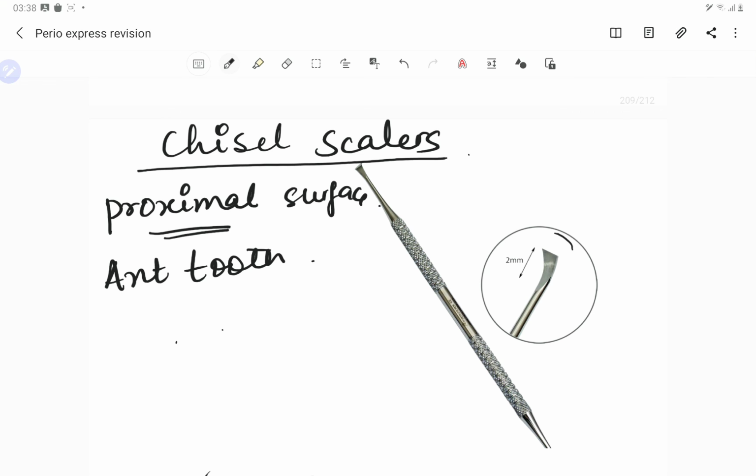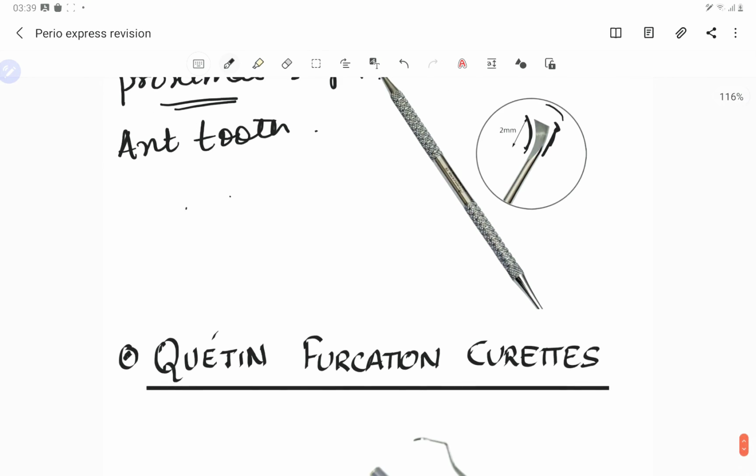And you can see from the zoomed diagram over here that it has got two ends. One of these is a curved one, and another one is the straight one. So the chisel which we are inserting at the facial surface, basically the anterior tooth region, the slight curve of the blade is helpful in stabilizing on the proximal surface, and the other part we use to engage into the calculus and then cut off the calculus.